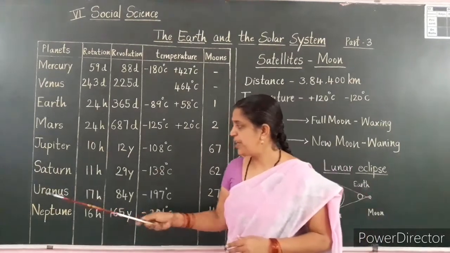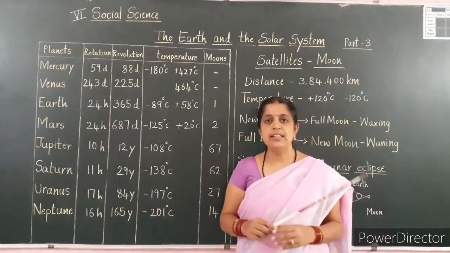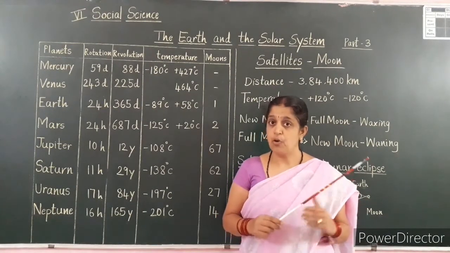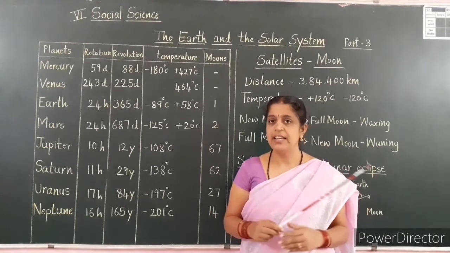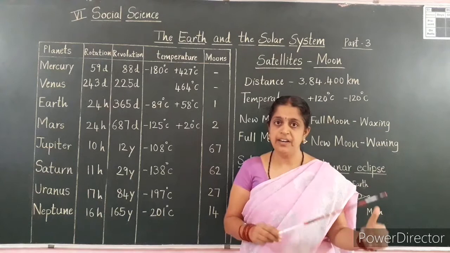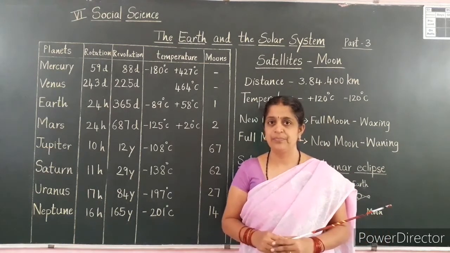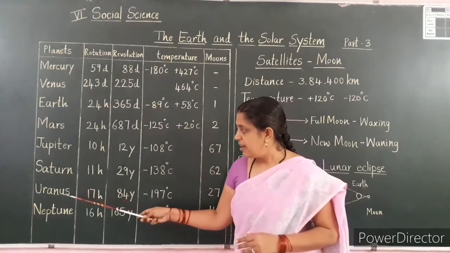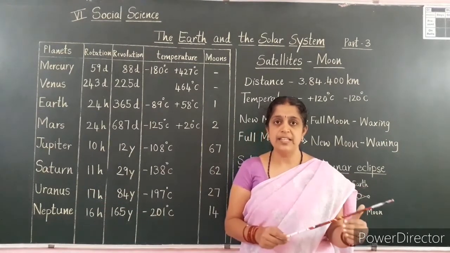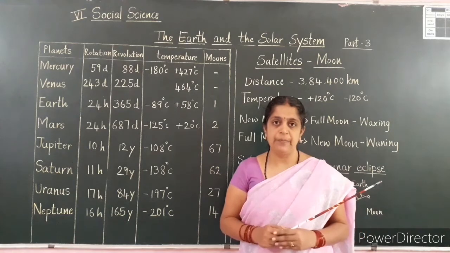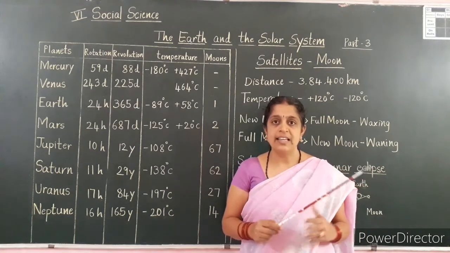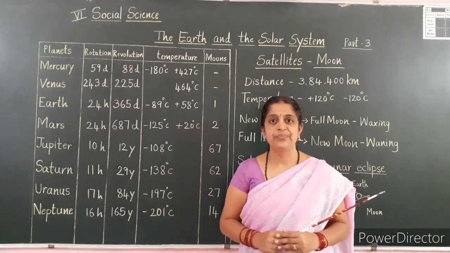The next is Uranus. Uranus is the 7th planet from the sun. It also has rings like Saturn. These rings are divided into inner and outer rings. It is pale blue in color, which shows the presence of methane. And Uranus is also called an ice giant.